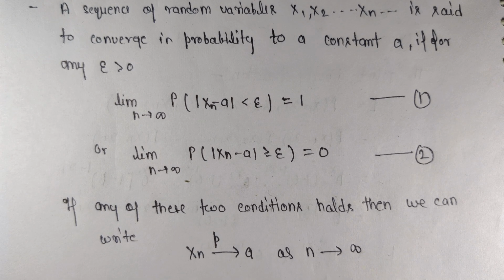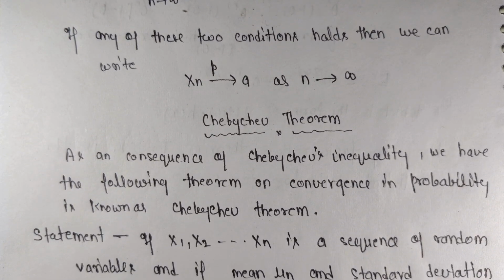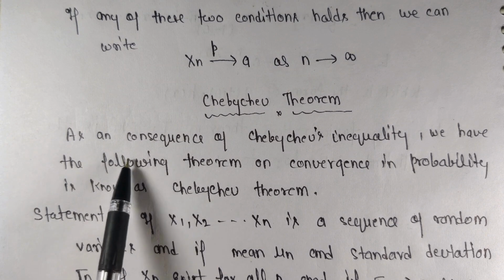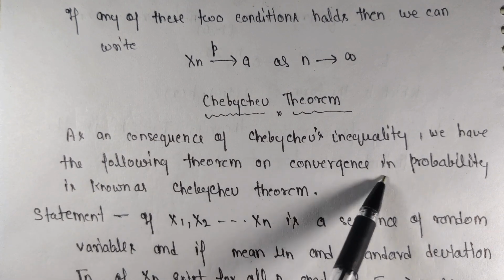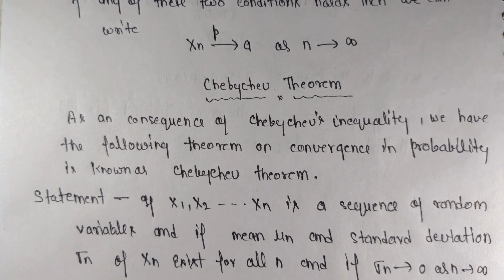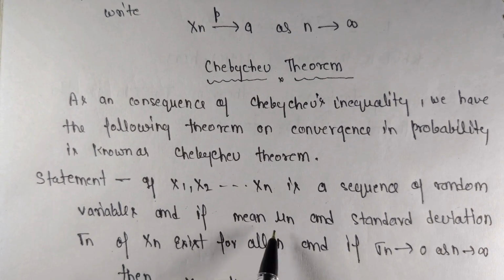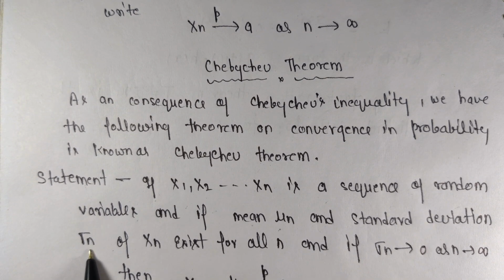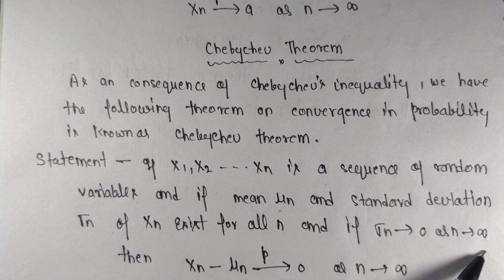Now we have one more thing, known as the Chebyshev theorem. I have mentioned here the statement part of the Chebyshev theorem. As a consequence of the Chebyshev inequality, we have the following theorem on convergence in probability, known as the Chebyshev theorem. The statement is: if x1, x2, ..., xn is a sequence of random variables, and if the mean mu n and standard deviation sigma n of xn exist for all n, and if sigma n tends to 0 as n tends to infinity, then xn - mu n converges to 0 in probability as n tends to infinity. Is it clear?